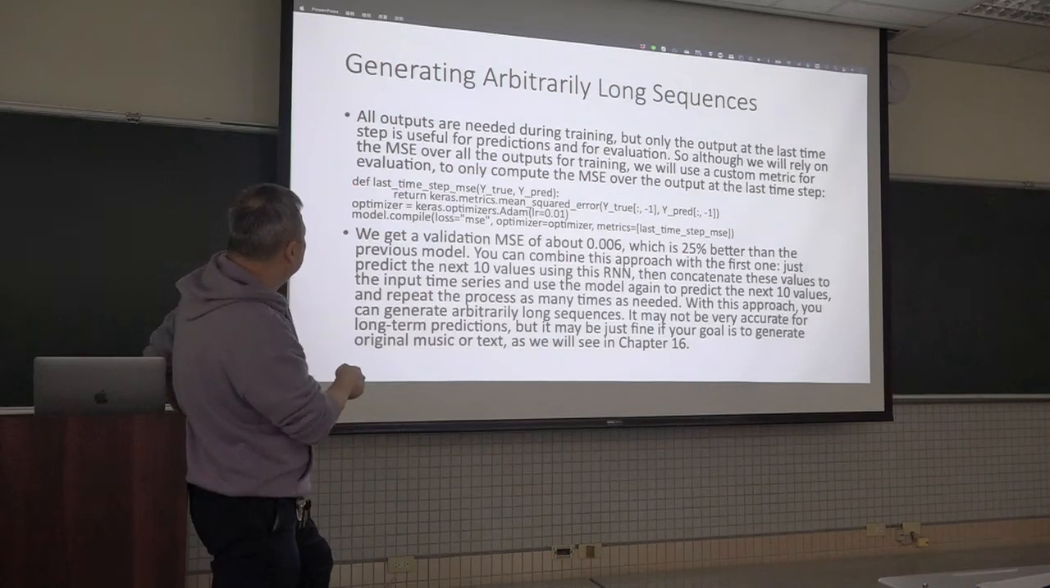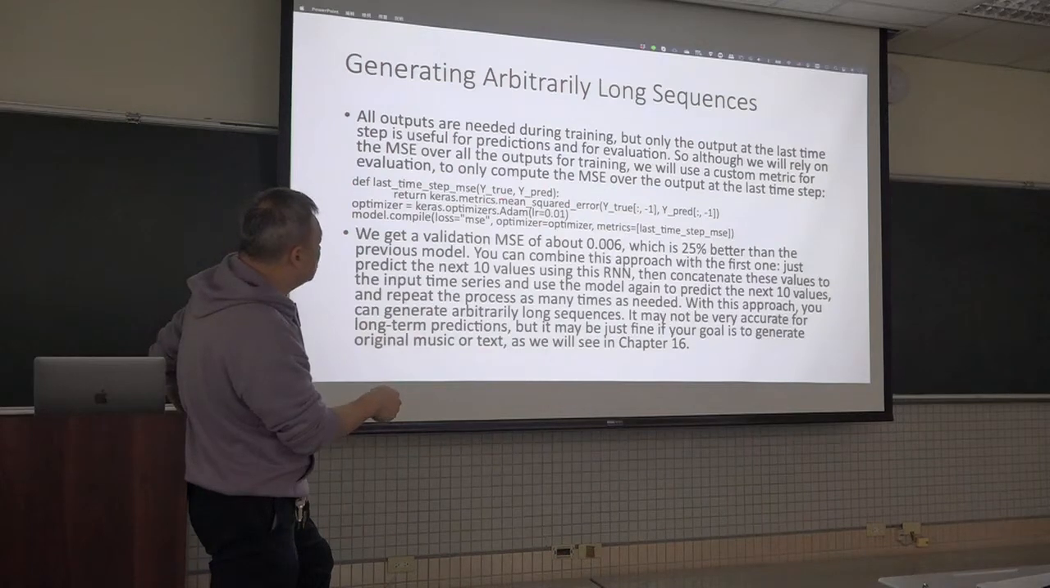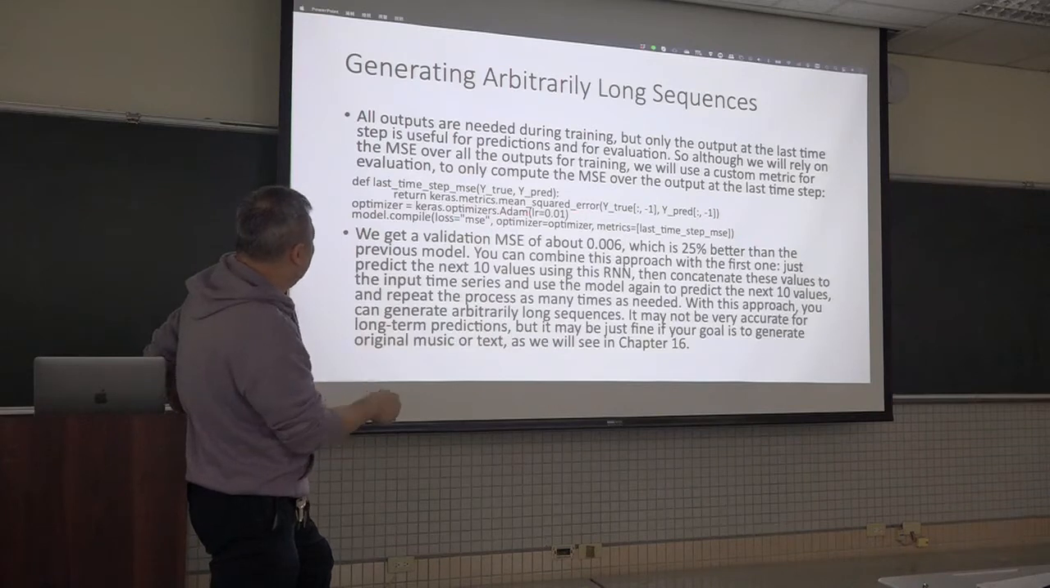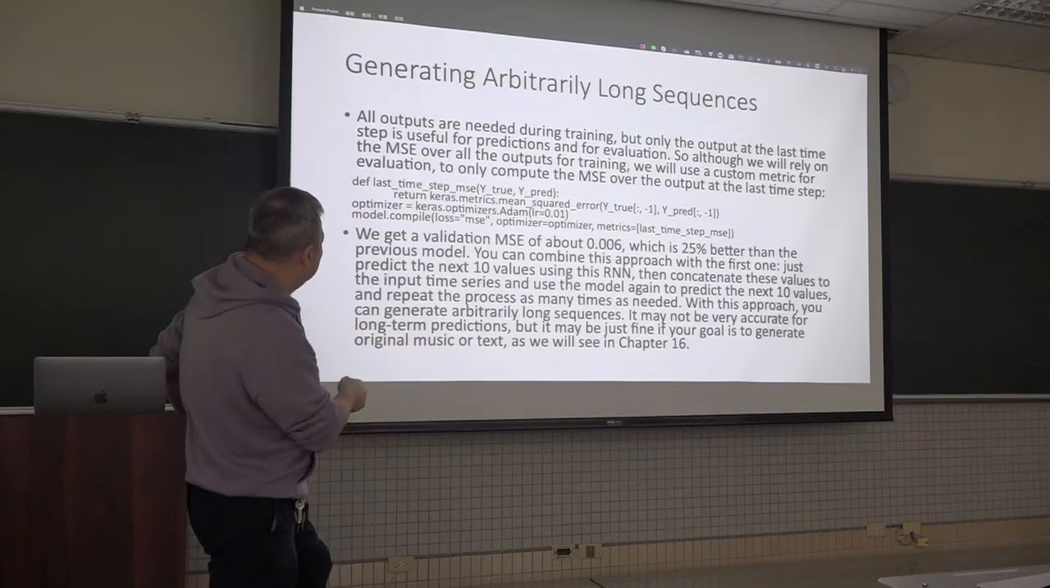So we define last time step MSE. It's going to return the mean square error of y true, where -1 means the last one, the last prediction. We define the optimizer to be Adam, and we put in our defined last time step MSE as a metric here. The other parts remain the same.